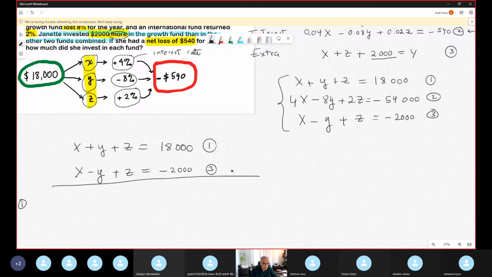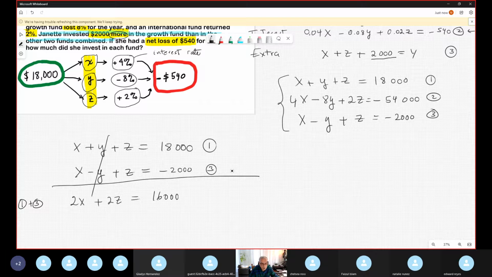Once you are in the equation 1 and equation 3 together, it's ready for elimination. Double cancel out. I am smart. I try to do it the easy way. I don't want to complicate my life. x plus x to x. y plus z to z. And now 18,000 minus 2,000, no, 16,000. Now, this is equation 4.